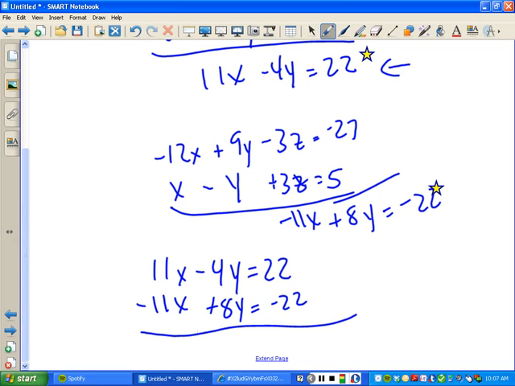Add straight down. What do you get? 4y equals 0, and y is equal to 0.